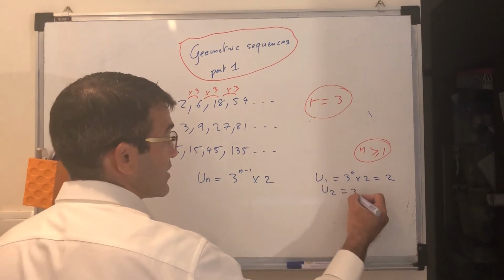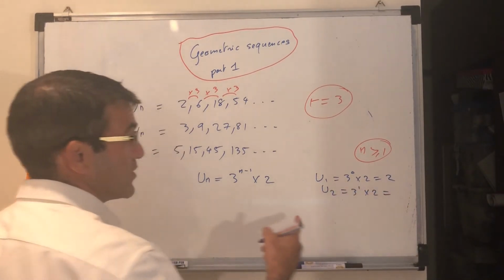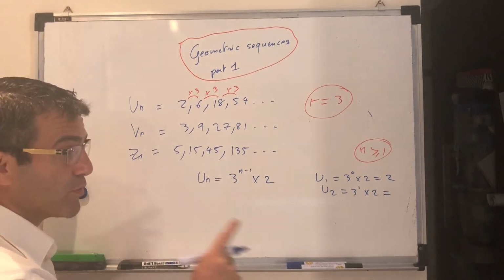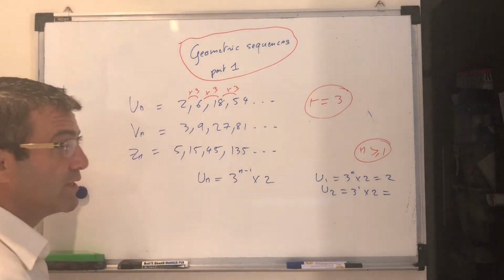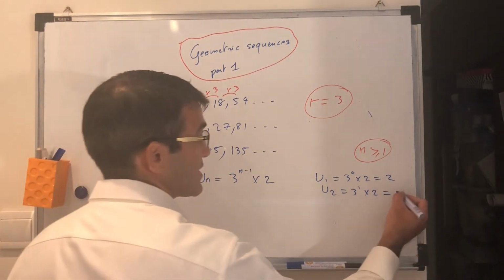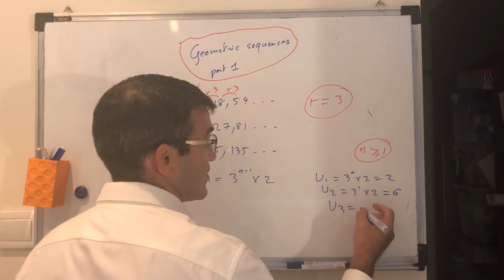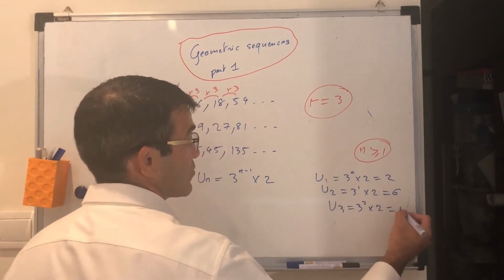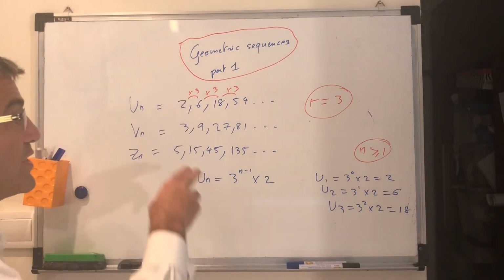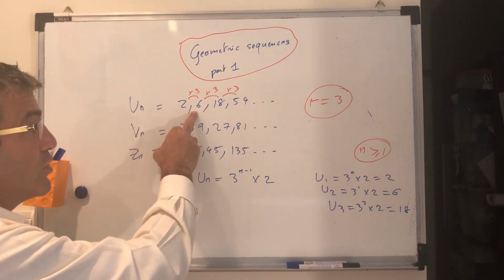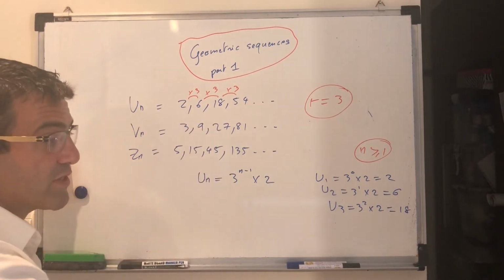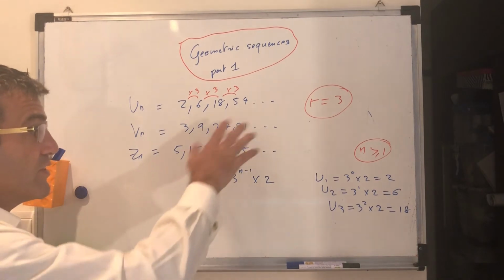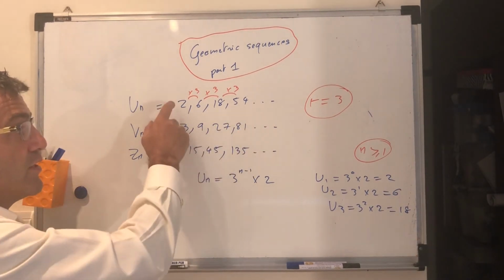u2 equals 3 to the power 1 times 2. So 3 to the power 1 because you do 2 minus 1. Remember, for u2, n is 2, so 2 minus 1. So 3 to the power 1 times 2, which is 6. u3 is going to be 3 squared times 2, which is 9 times 2, which is 18. So you see how I'm generating u1, u2, u3, and then u4 is going to be 3 cubed, so 27. 27 times 2 is 54. So this formula works well for u(n).